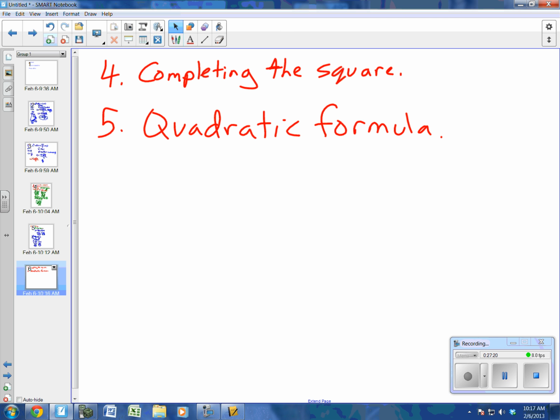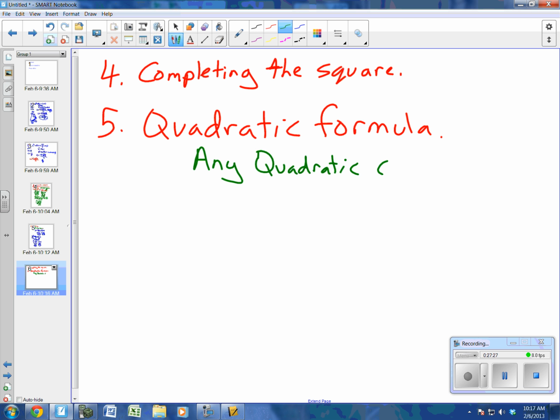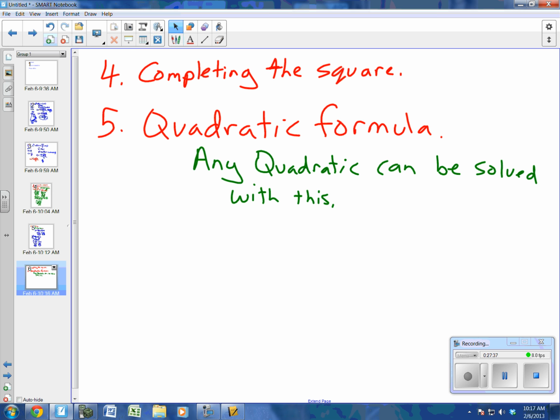Everybody write this down: any quadratic can be solved with this. Okay? Guys, any quadratic equation can be solved with the quadratic formula. Any of them. Even on that first one where we did taking the square root of both sides, the linear term was 0. You could put 0 in for b. Got it? So any single problem can be done with this method right here.